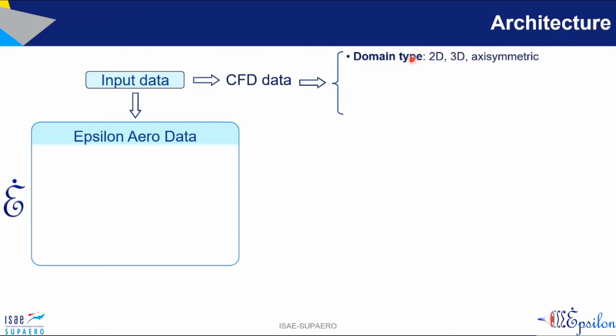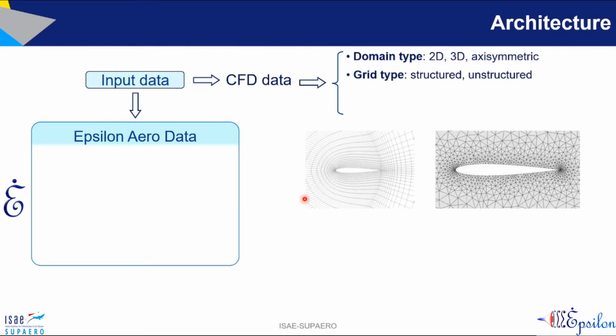Basically, it can be of different types. It can be either 2D, 3D, or axisymmetric. The grid type is different. It can be structured, unstructured, and so on. You are familiar with that if you are doing CFD already.